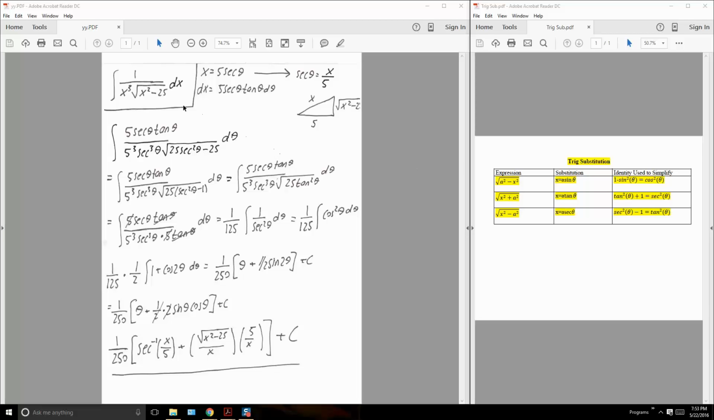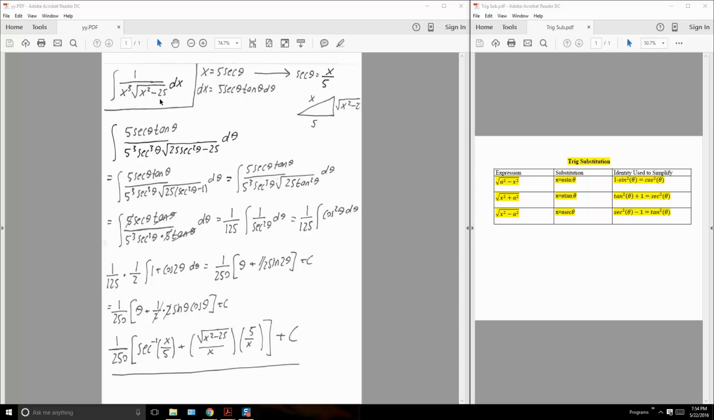Okay, in this question we want to solve for the integral of 1 divided by x cubed times the square root of x squared minus 25. In order to solve this question, we need to use trig substitution. The part that we can use trig substitution on is the square root of x squared minus a squared. Here 25 is equivalent to 5 squared, so that's a match.